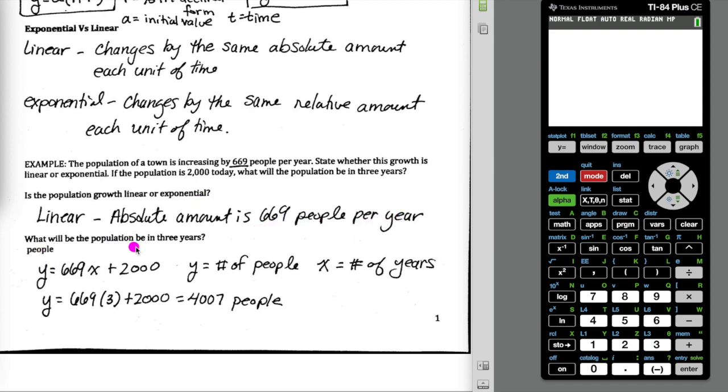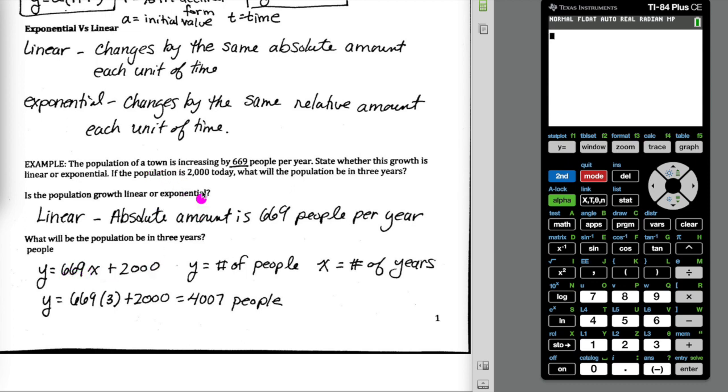Now, what will the population be in 3 years? Since it's linear, I know I'm going to use the model y equals mx plus b. My m is my slope, and that's the rate. That's my absolute constant rate that it changes every year. So that's going to go in here, 669. And then my b is my initial amount, and it says it starts at 2,000. So here's my equation or my model for this situation. So I have y is equal to 669x plus 2,000.